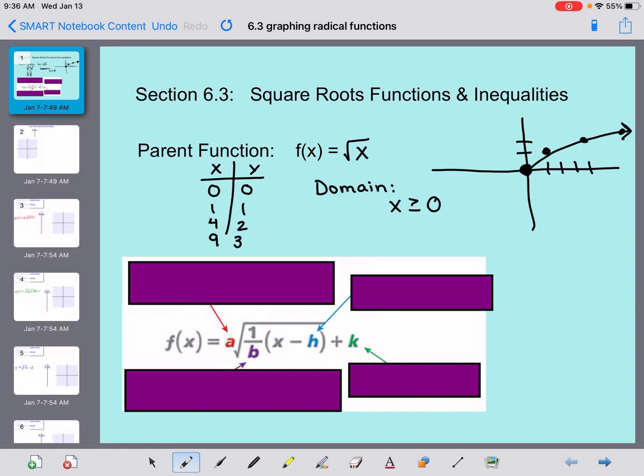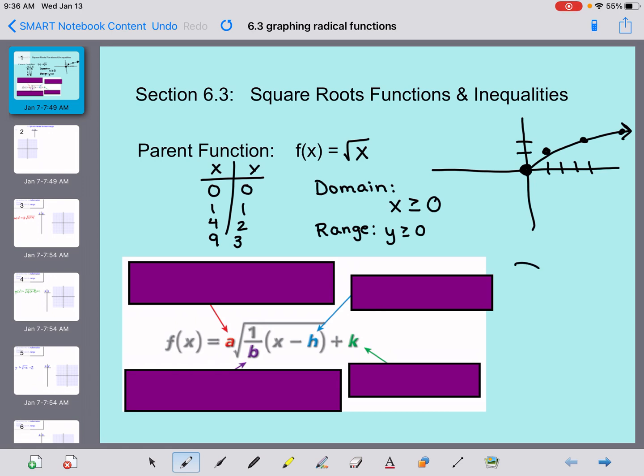The range of our parent function, look at the graph and see where all the y values are. All the y values are also above 0 here. Just looking at the graph and the table of values.